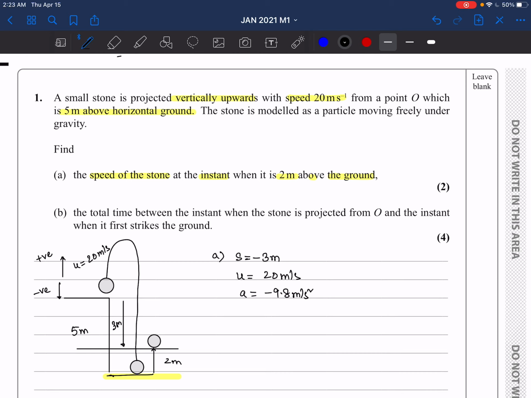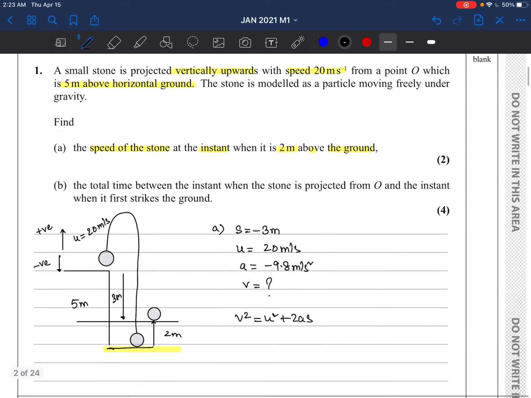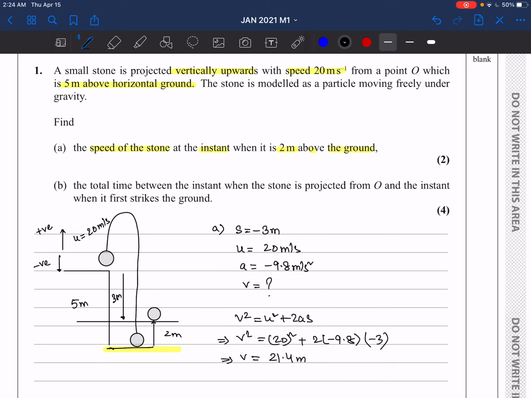We are asked to find the speed, so we can use the formula v squared equals u squared plus 2as, and we will get the value of v from this equation. So our v will be 21.4 meters per second.